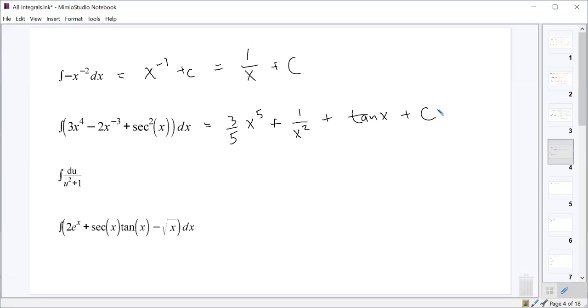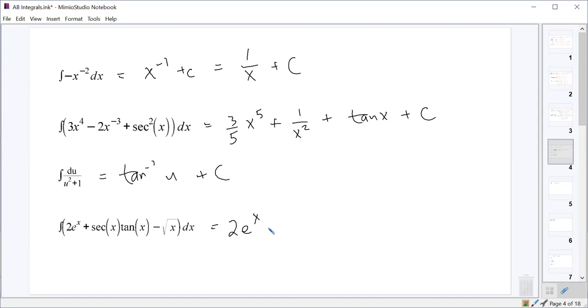What about du over u squared plus 1? Inverse tangent. Yep, that's just the inverse tangent. So recognize those inverse trig functions. Don't forget the plus c. What about e to the x? The integral of e to the x is just e to the x, right? Since the derivative of e to the x is e to the x, the integral of e to the x is e to the x. So 2e to the x ought to just be 2e to the x.